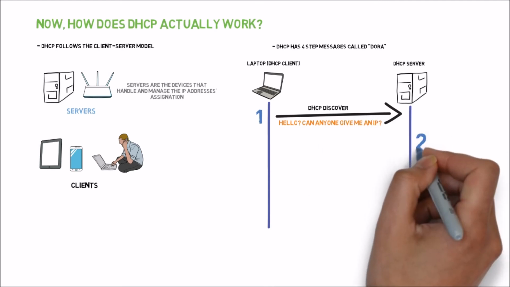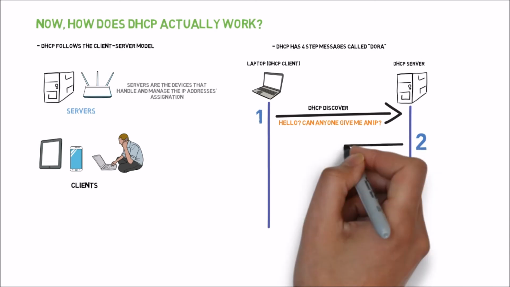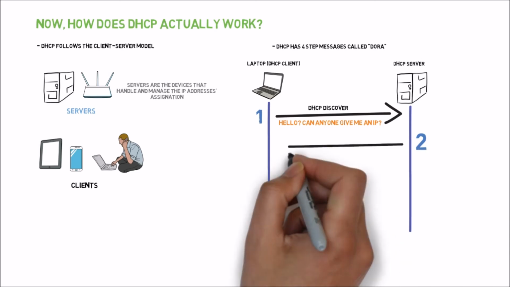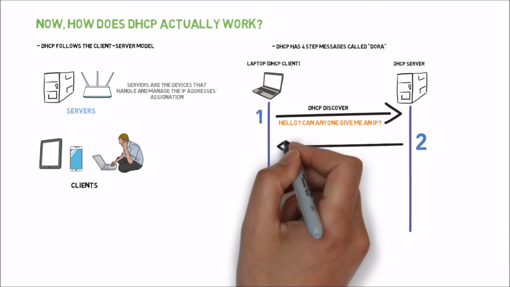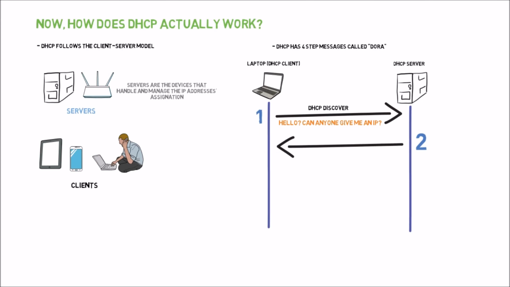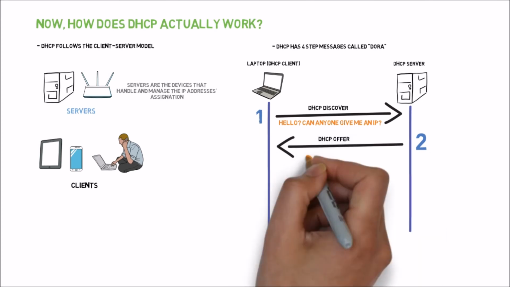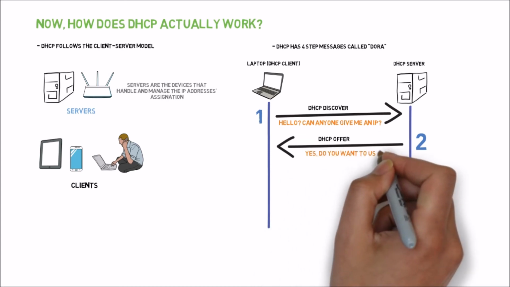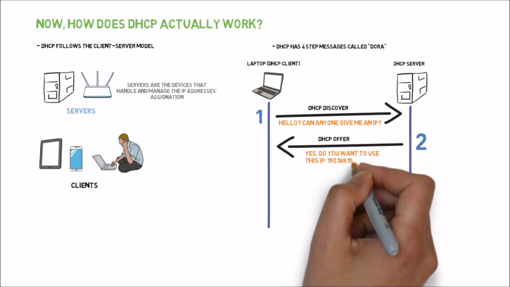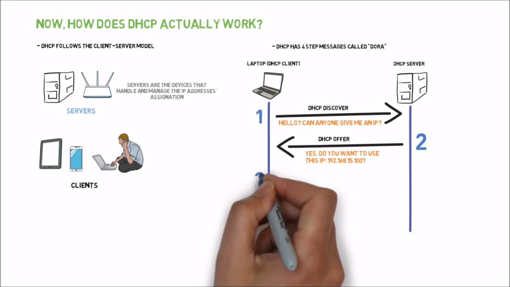If there is a server in the network, it is going to reply with the second message, which is going to be the DHCP offer message. This message from the server is going to be, yes, do you want to use this IP address I have available in the network?